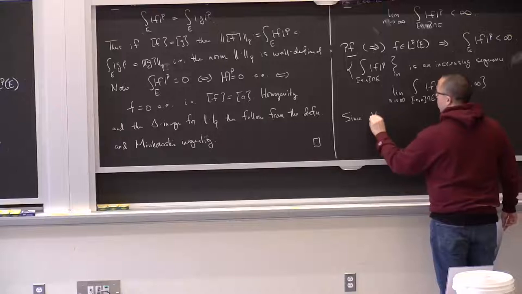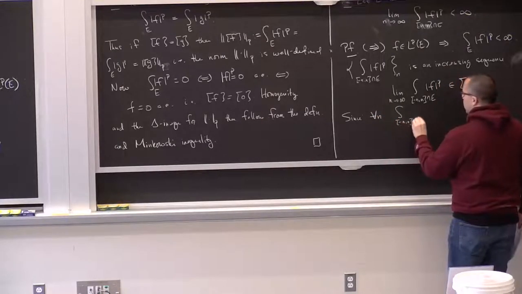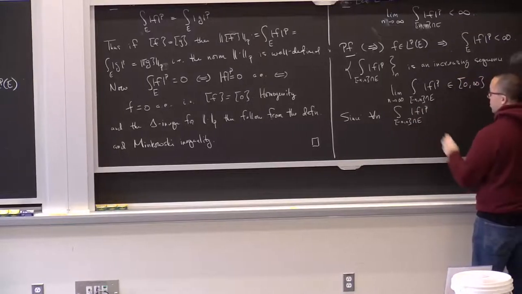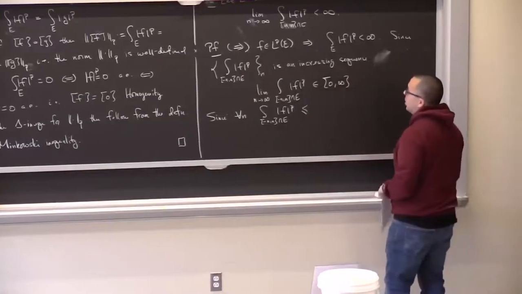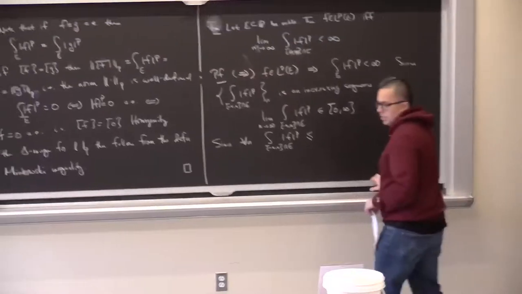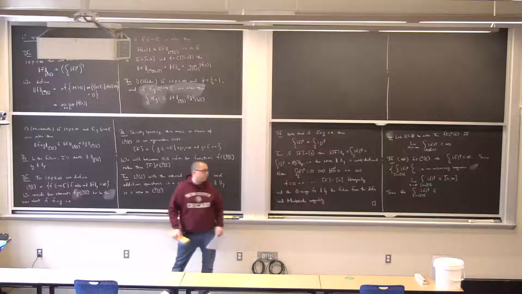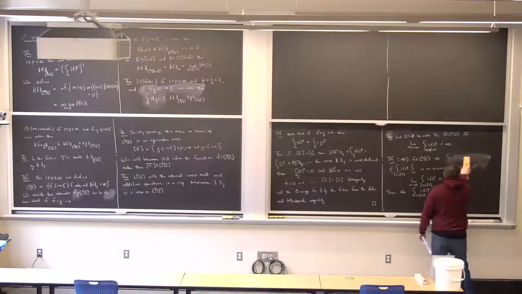Now, since for all n, we have that the integral over minus n to n intersect E of |f|^p is less than or equal to, well, in fact, I'm being a little inefficient here. Let's just erase one bit here.